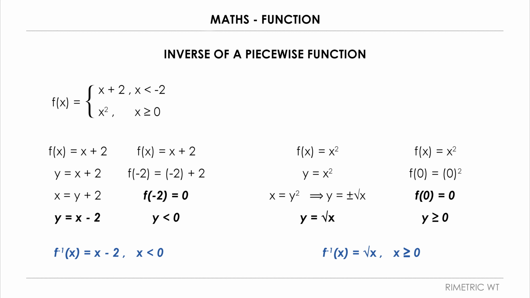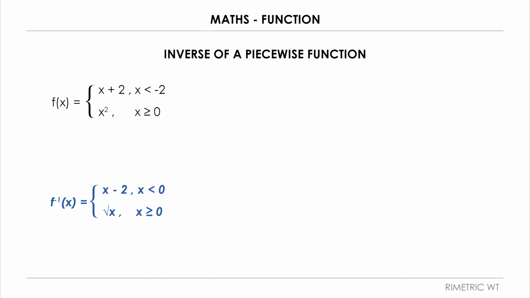of the inverse. Hence, our final inverse piecewise function will be f inverse of x equals x minus 2 when x is less than 0, and f inverse of x equals square root of x when x is greater than or equal to 0. And that's our inverse function. Notice that we didn't just invert the formulas. We also determined the new domain of each piece from the range of the original function.